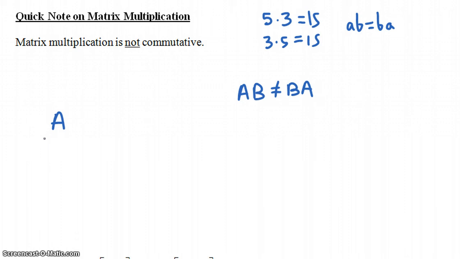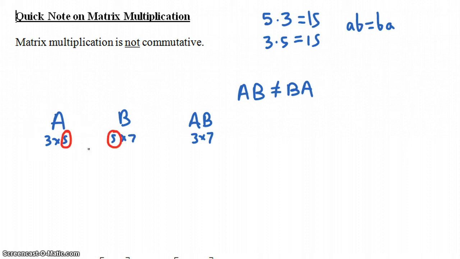For example, if A is a 3 by 5 matrix and B is a 5 by 7 matrix, then we can multiply A times B. In fact, A times B will be a 3 by 7 matrix. And notice here that the number of columns of A is equal to the number of rows of B. So A times B is defined.